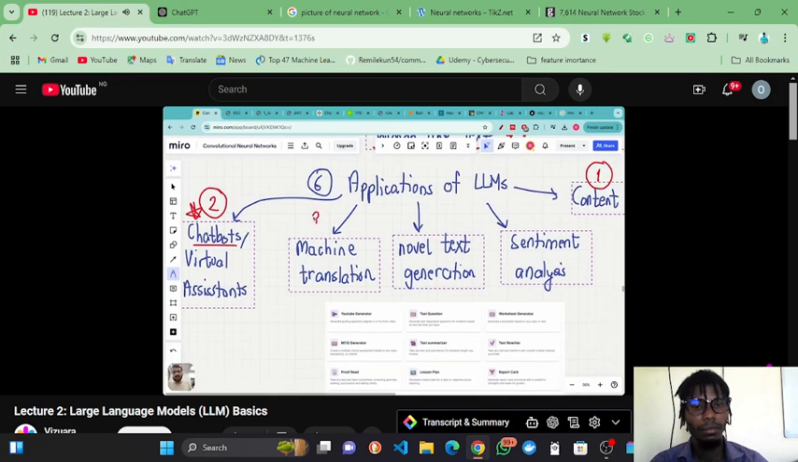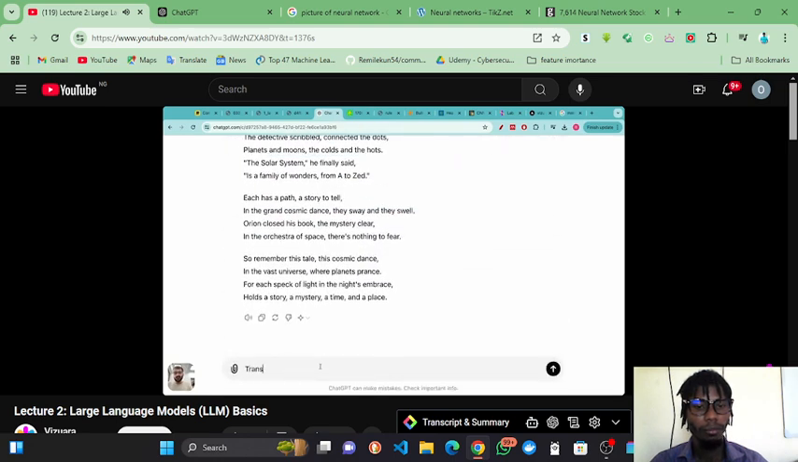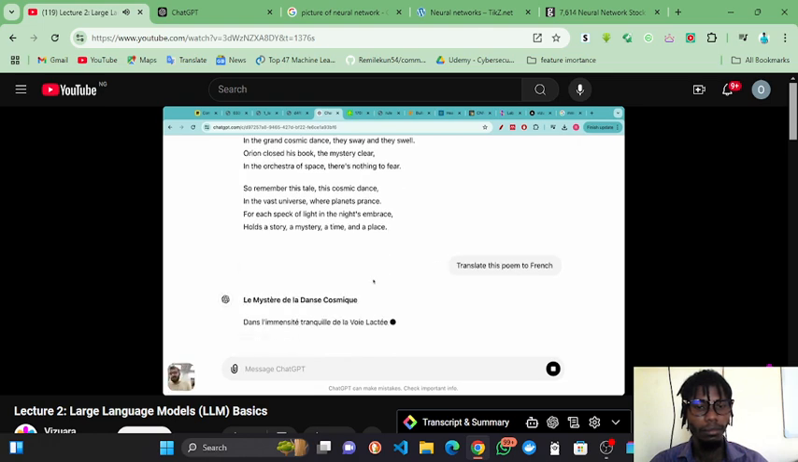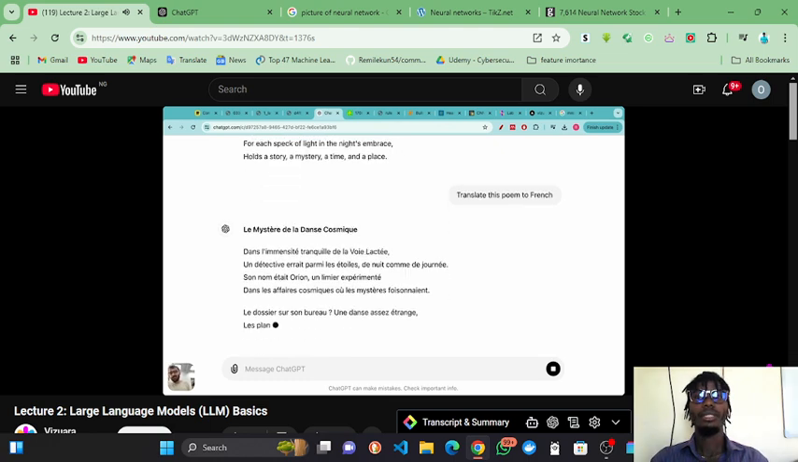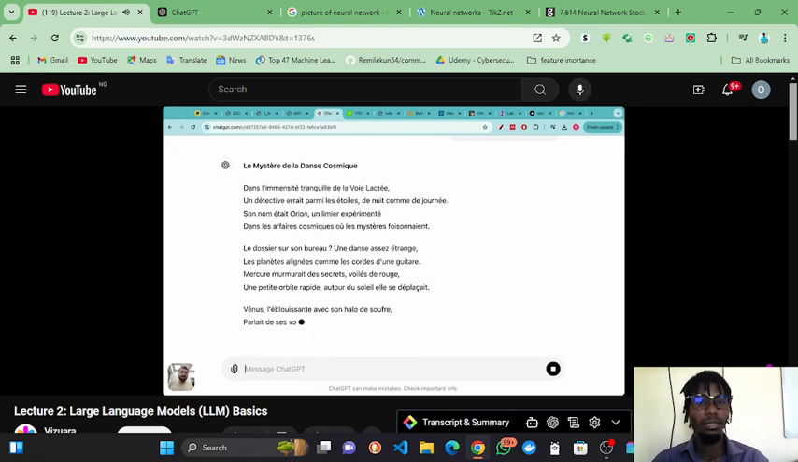Then the third application is machine translation, which means that you can of course translate text to any language, right? So then I say, translate this poem to French, and here you can see that ChatGPT is working on this translation and immediately it translates it into French. We don't even need Google Translate. I'm sure this translation is accurate because it's amazing at these translation tasks.